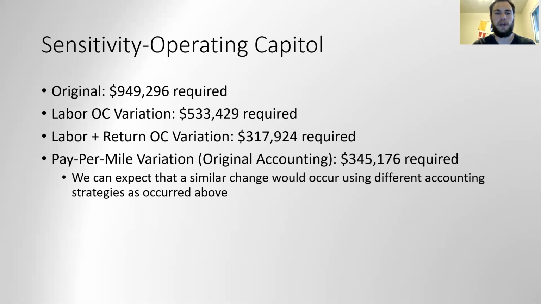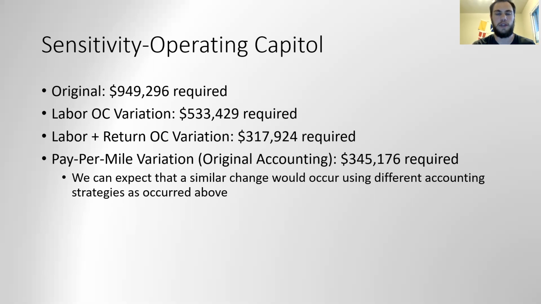Sensitivity reports on operating capital are relevant because one of the things, as mentioned, that I changed significantly was how operating capital was calculated and accounted for, mostly because it was the most constraining. In the original, you almost need twice as much operating capital to generate $1 of profit, so kind of inefficient, but still functional. The labor variation, almost a 1-to-1 ratio, labor and returns variation.